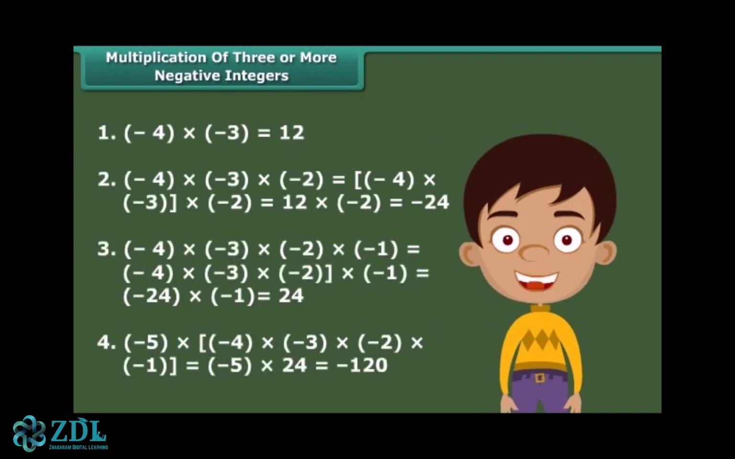We can see that in first and third examples, the number of negative integers that are multiplied are even, 2 and 4 respectively, and the products obtained in 1 and 3 are positive integers. And the number of negative integers that are multiplied in 2 and 4 are odd, and the products obtained in 2 and 4 are negative integers. Hence, we can say that if the number of negative integers in a product is even, then the product is a positive integer. And if the number of negative integers in a product is odd, then the product is a negative integer.